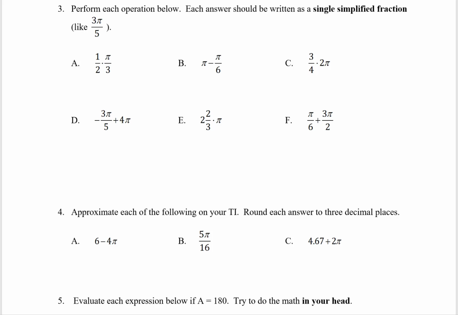Problem 3. In part A, I don't have any cross-canceling to do, so I can just multiply across. 1 times pi is pi, and 2 times 3 is 6. Final answer, pi over 6.